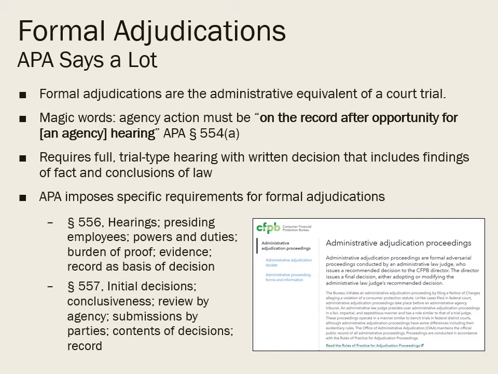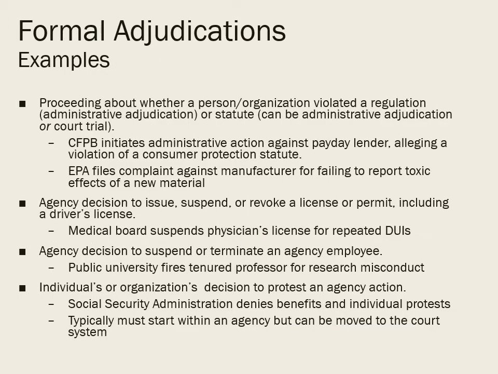So those magic words require an agency to conduct a full trial-type hearing with a written decision that includes the agency's findings of fact and conclusions of law. So what that means is that agencies have to issue something similar to a court opinion. It addresses the facts of the case, the issue of law, and then applies the law and explains its rationale for doing so. So here are some examples of formal adjudications.